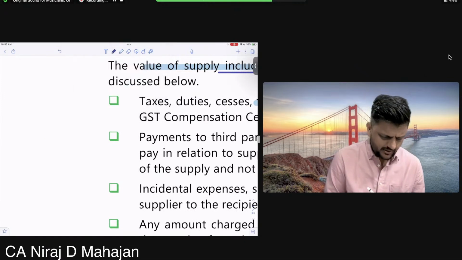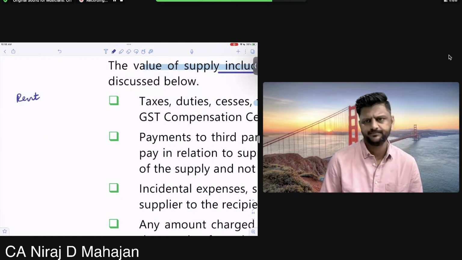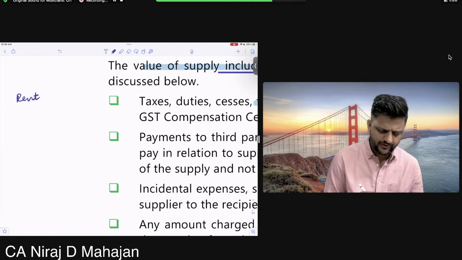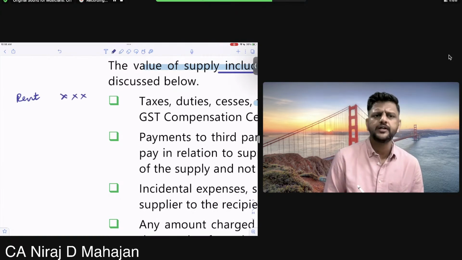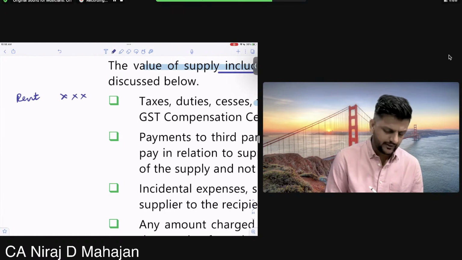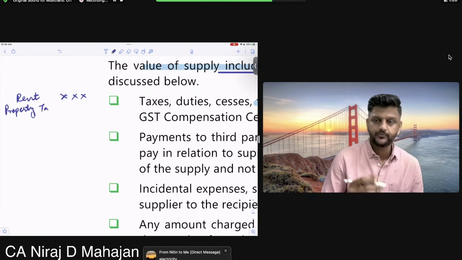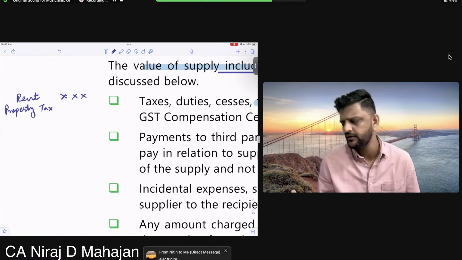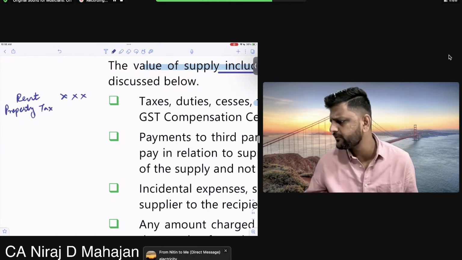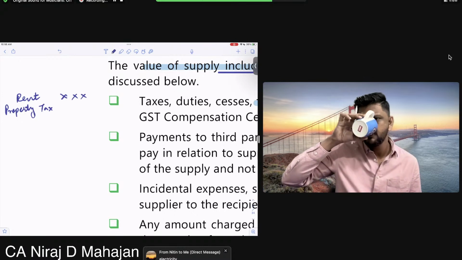A landlord says rent. Rent is your figure, that amount they have decided. You say, I am also going to recover, pay attention, property tax from you. You agreed with the tenant. That is just an agreement between the landlord and the tenant.